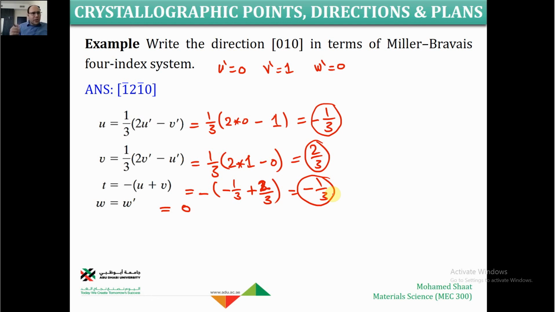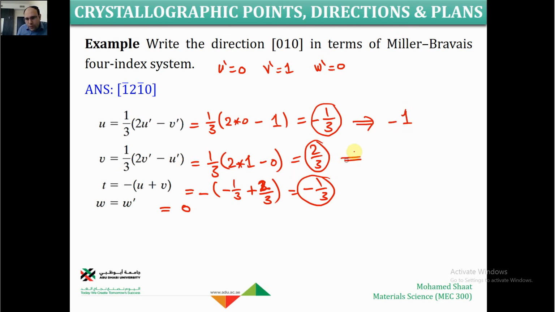We agreed that the vector should be represented by integer values, so we have to get rid of the fractions, of this denominator. You're gonna multiply all the indices by the same integer number. The common denominator between them is 3, so to get rid of them, multiply all the indices by 3. If you multiply by 3, this will be converted into negative 1.